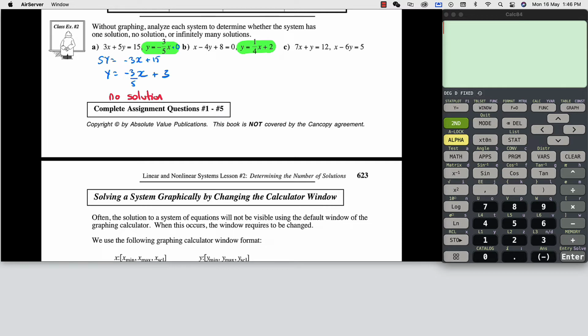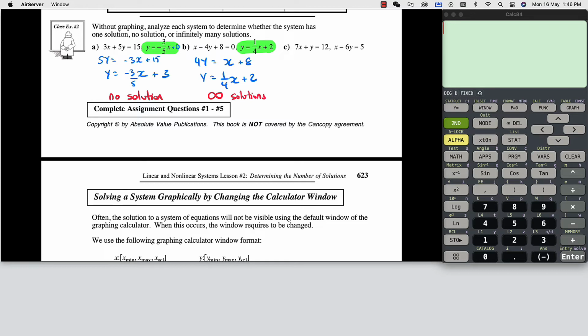Okay, for the second one, I'm going to move the y to the other side and get 4y equals x plus 8. Divide everything by 4. I get y equals 1 over 4x plus 2. So in this case, we've got the exact same slope and the same y-intercept. So this one would have infinite solutions.